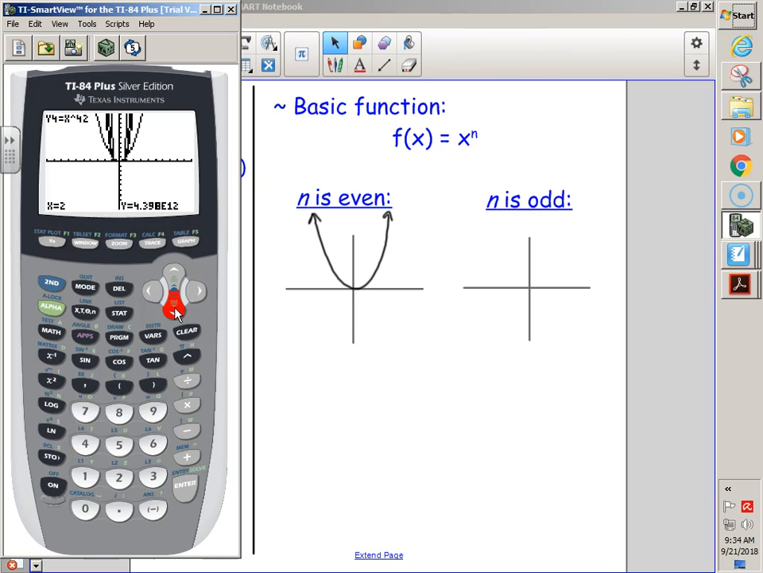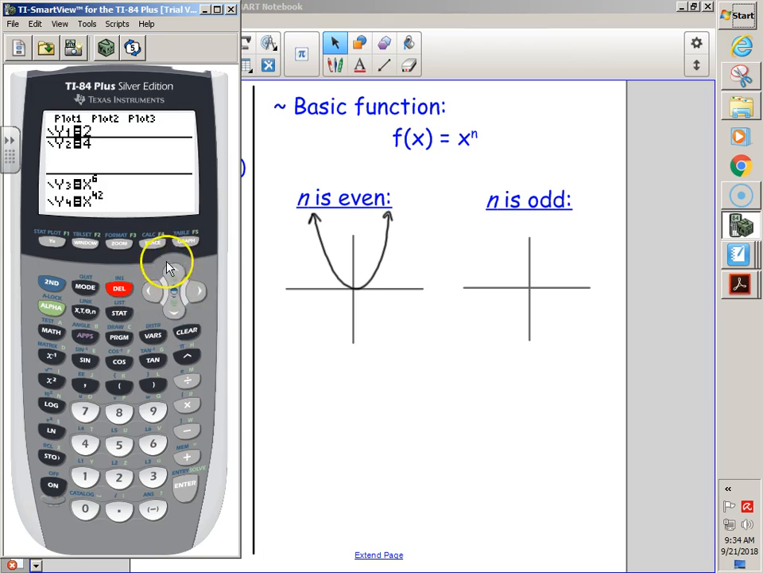For all of them. Now I want you guys to change all of your y equals to odd powers now. Don't do x to the 1, that's just a line, that's boring. But do x cubed, x to the 5th, x to the 7th, x to the 39th, I don't know, be creative. And I want you guys to see how those change. And then I want you to sketch for me the general shape of an odd powered graph. What would be the general shape of an odd powered graph?